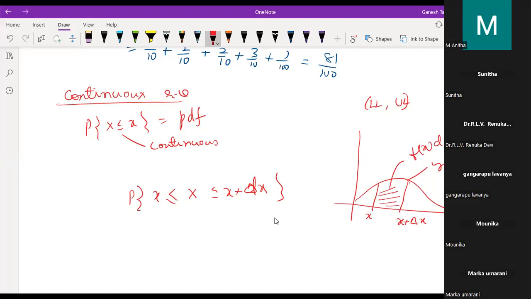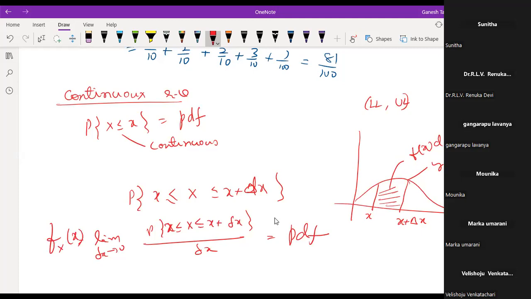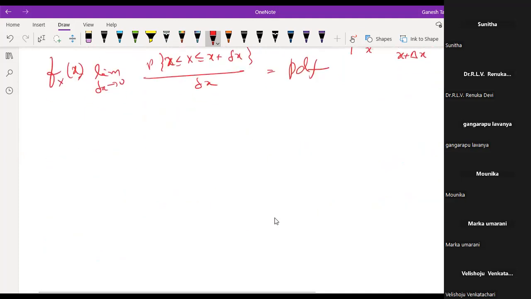Or you can say it's the limiting case, which I hope you remember: limit as delta x tends to 0 of the probability that x is less than or equal to capital X, which is less than or equal to x plus delta x, upon delta x. What does it mean? This is the density function, the probability density function. Simply I can write it as f_X of x.